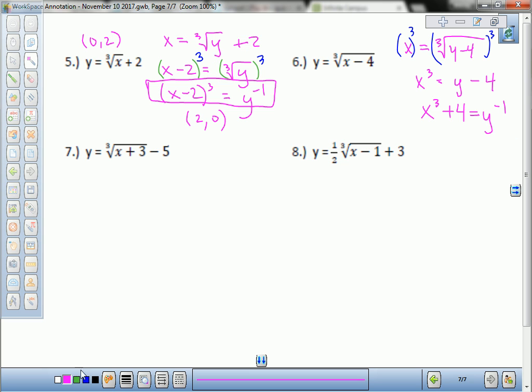Let's see if this makes sense. The starting point of this one would be right 4, so 4, 0. What would the starting point of this one be? Up 4. So it's 0, 4. Beautiful. It does. It switches the x and y.